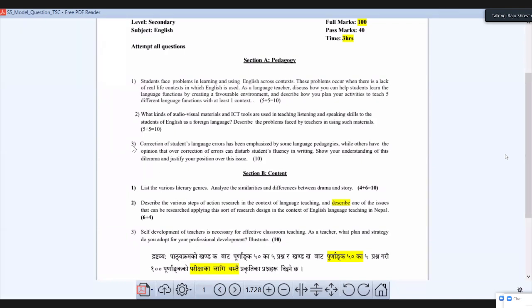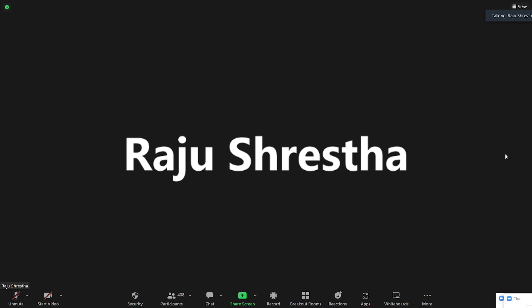And these 3: correction of students' errors has been emphasized by some language pedagogies, while others have the opinion that over-corrections of errors can disturb students. I have made a sample answer for this too. Like you know, just a minute.